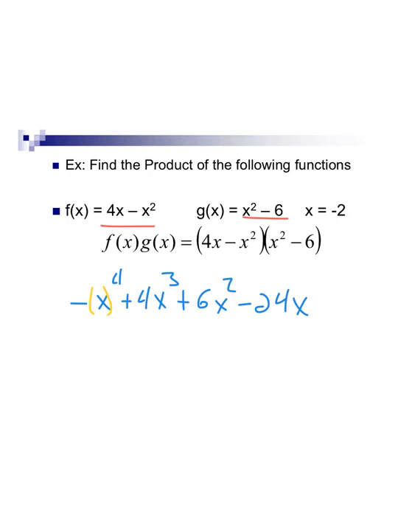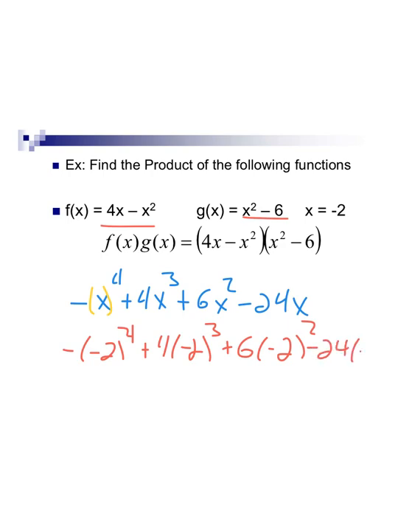And now we want to go ahead and evaluate that when x is equal to negative 2. So we have negative 2 to the fourth power plus 4 times negative 2 to the third plus 6 times negative 2 squared minus 24 times negative 2. And for our final answer, we end up getting a value of 24. Hopefully you guys got all that.